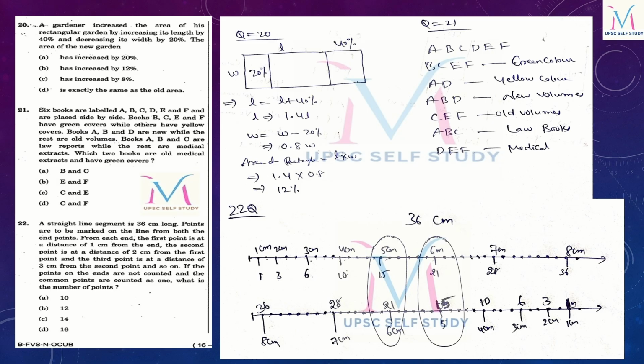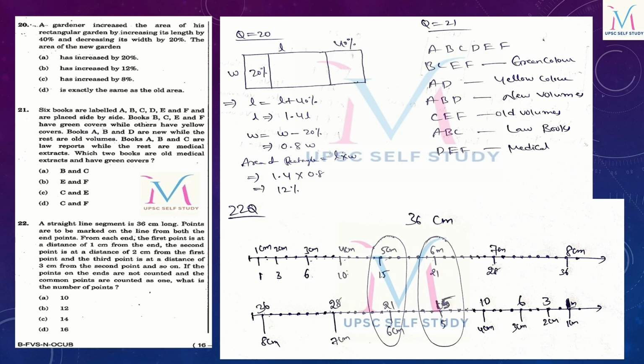Okay, so now how the points are being marked from each end. The first point is at a distance of 1 centimeter from the end. So if you look at the first line segment, the first point is 1 centimeter from the end. And the second point is at a distance of 2 centimeters from the first point.